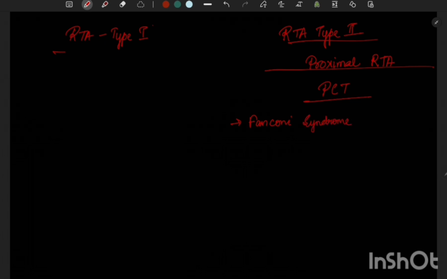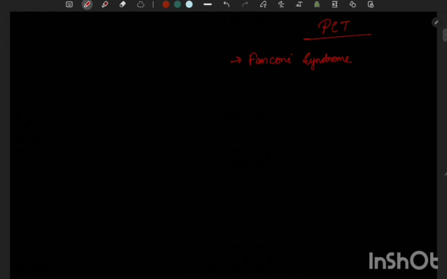In RTA type 2, there is global PCT dysfunction. So, what is the function of the PCT? We know if there is PCT dysfunction, then there will be amino aciduria. Amino acid will be lost in urine, glycosuria because of the glucose loss in urine, phosphaturia, phosphate loss in urine, and also there will be bicarbonate loss.